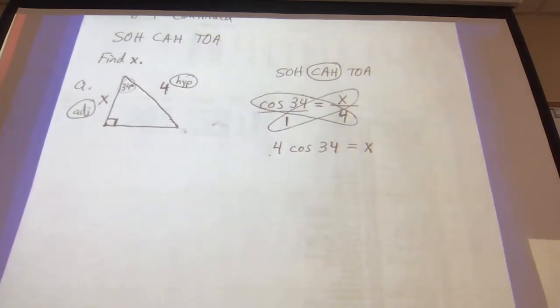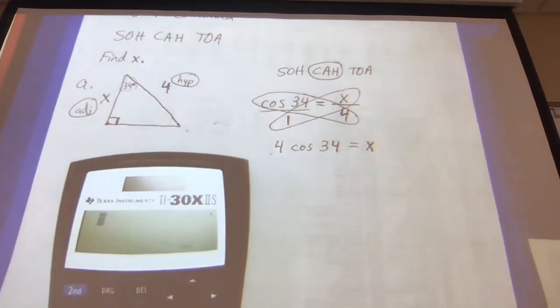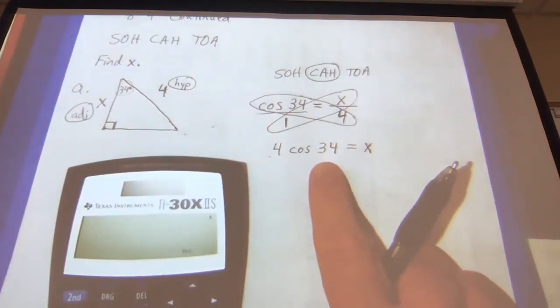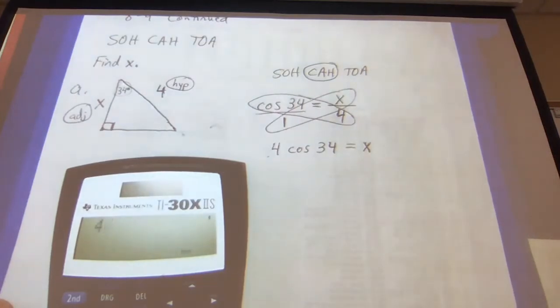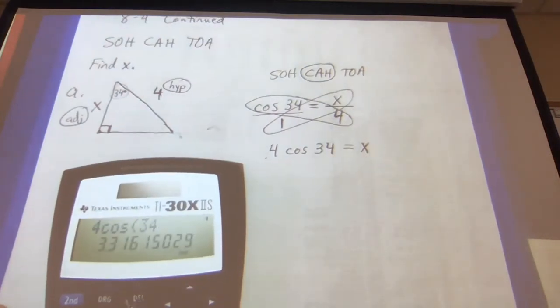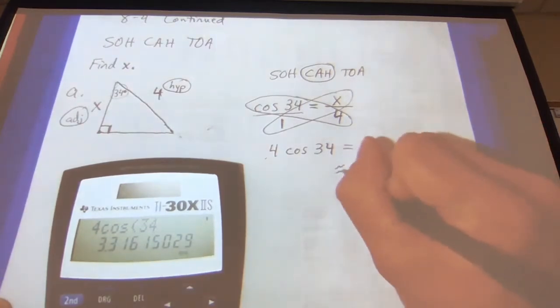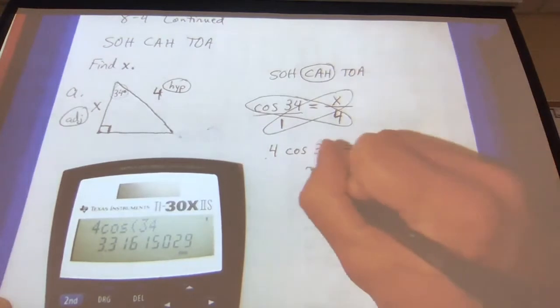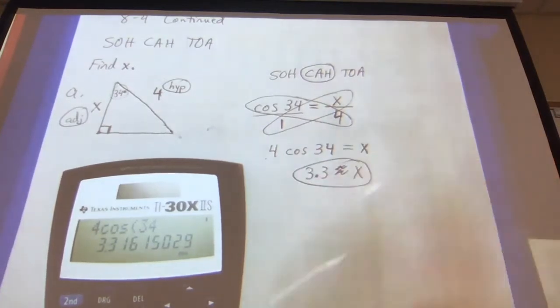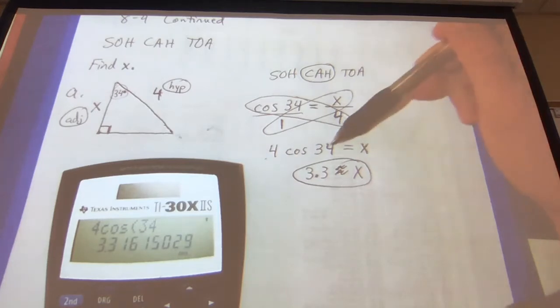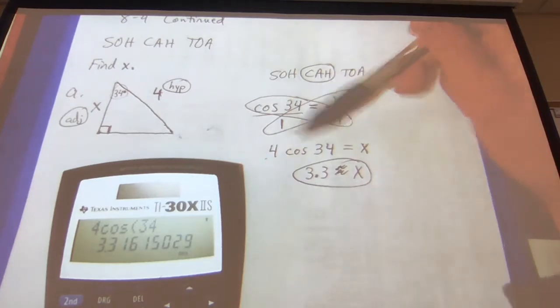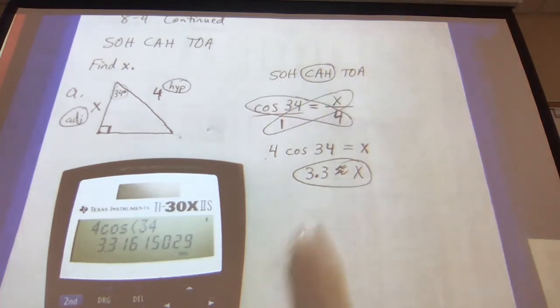So grab your calculator if you haven't already. It depends on what kind of calculator you have. A lot of you can put it in just like it looks, 4 times the cosine of 34. If we do that, we get about 3.316. On the test, I think we're going to have you round to the nearest tenth, so we'll say 3.3. If that didn't work on your calculator, try the 34 first, then hit the cosine button, then multiply by 4, and that should get you to 3.3. Is there anybody's calculator not getting 3.3?